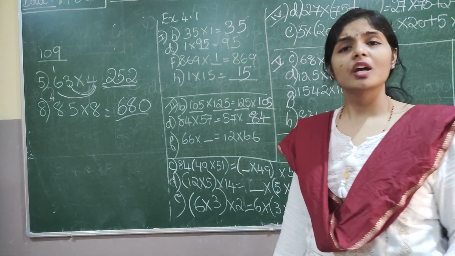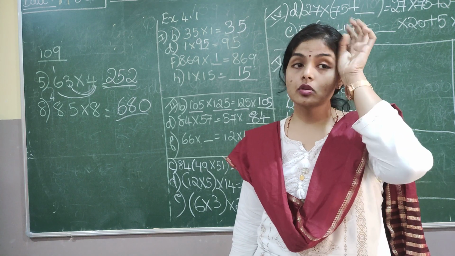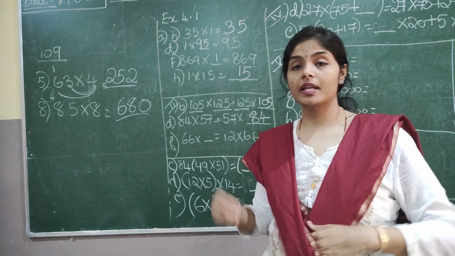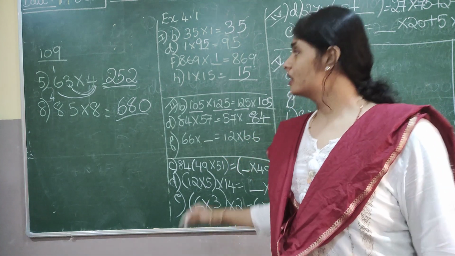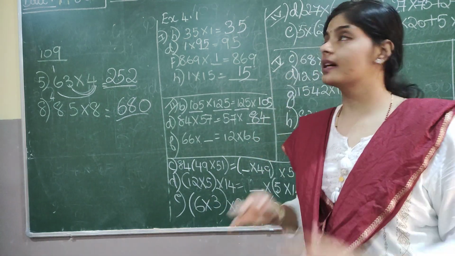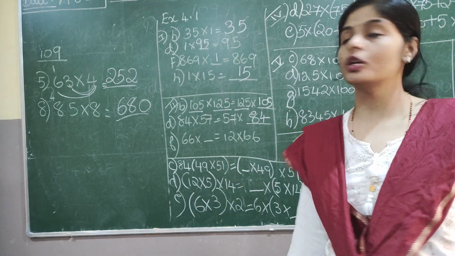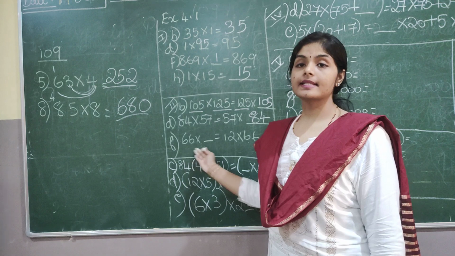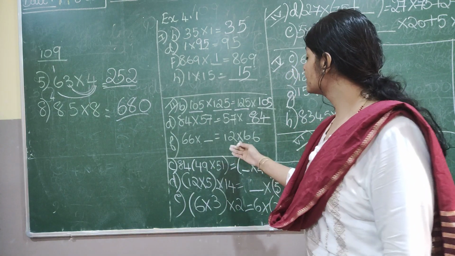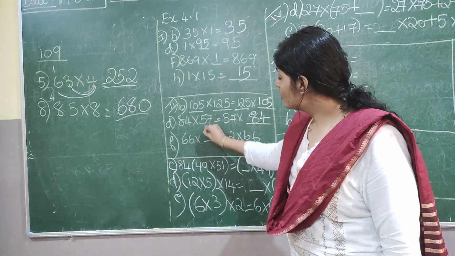Simple, children. You need not think so much. It is not some science or something. It is very easy. Here you are not at all using your mind. It's very simple. Direct answer. Write the same question. Understood? Next, 66 into dash is equal to 12 into 66. What number is missing? 12.